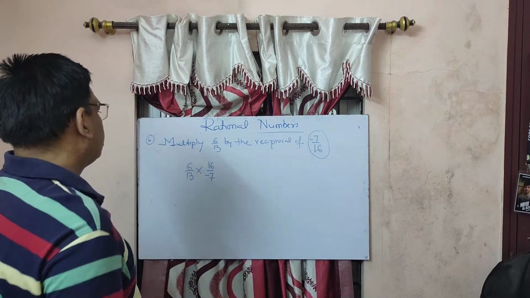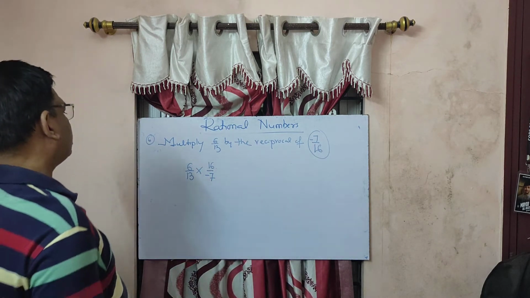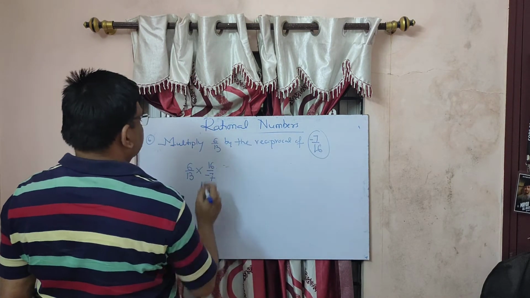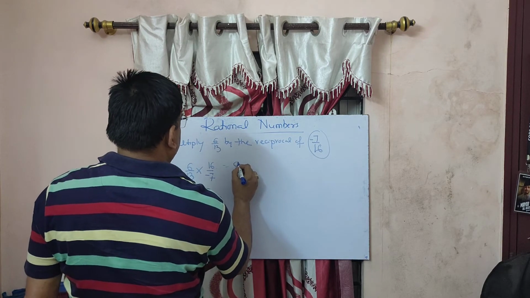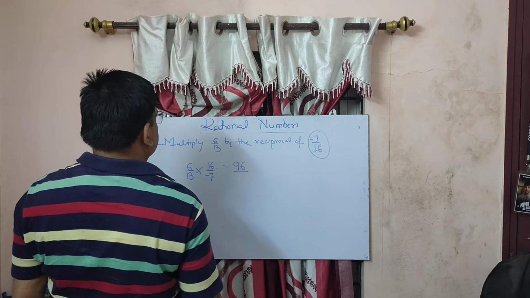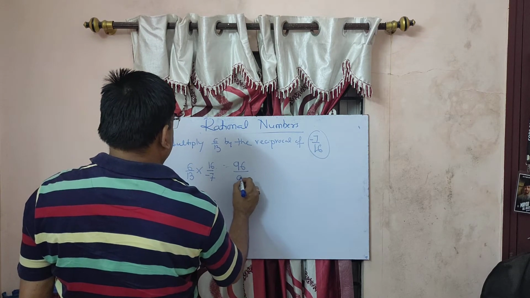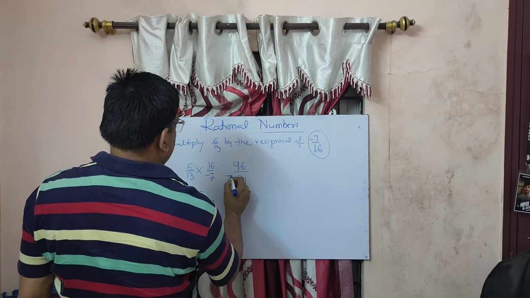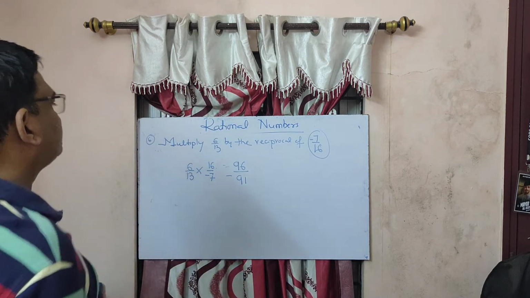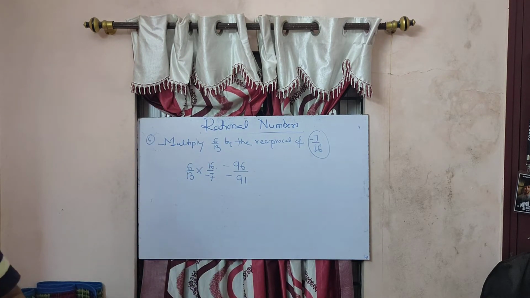Okay now, if you multiply this and this, what will be the answer? 16 times 6, how much? 96. 13 times 7 is 91. So minus sign is there. So this is the answer.